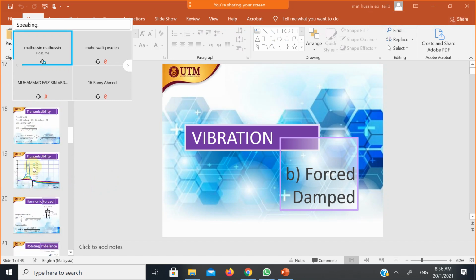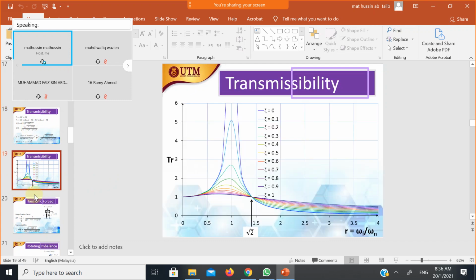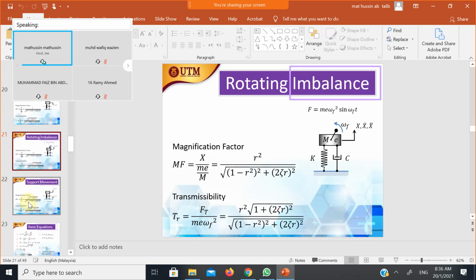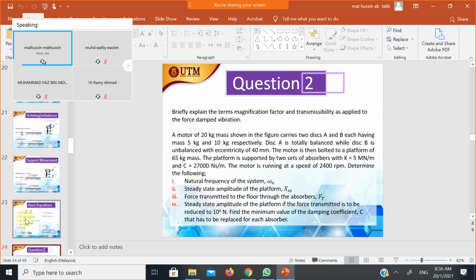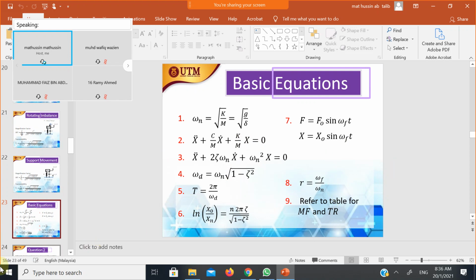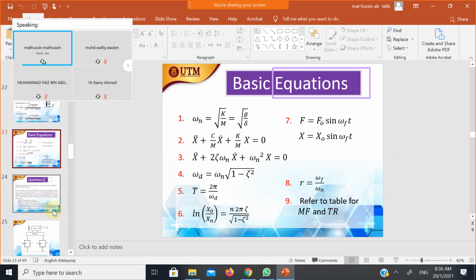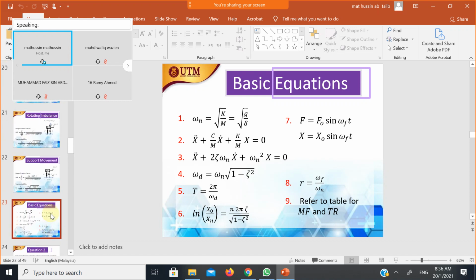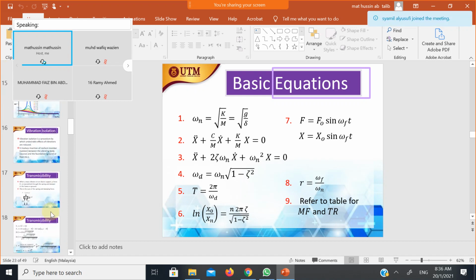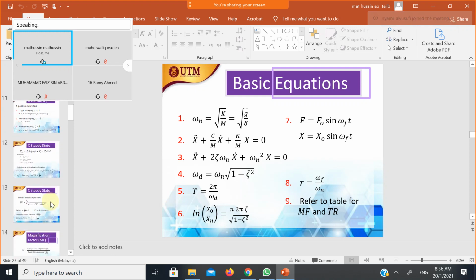Alright, so based on the lecture video that has been given before, this is a basic question that we are going to use, but for this topic the most important thing is we are going to use which formula?